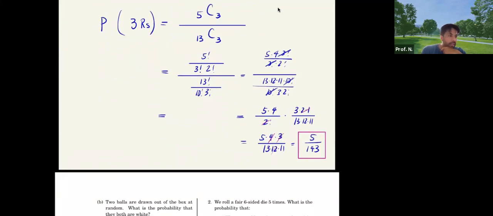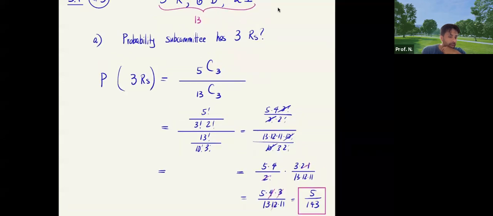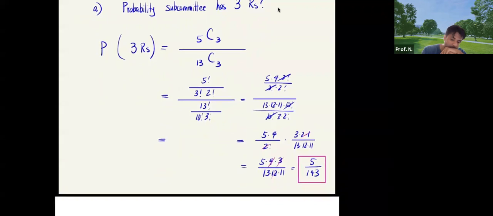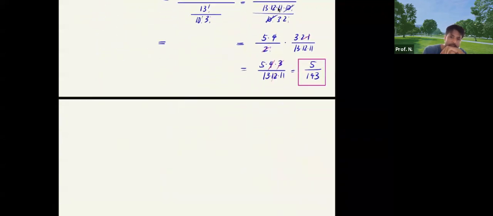Okay, so that's part A for number, what is this, number 3? And now part B. What does part B say?